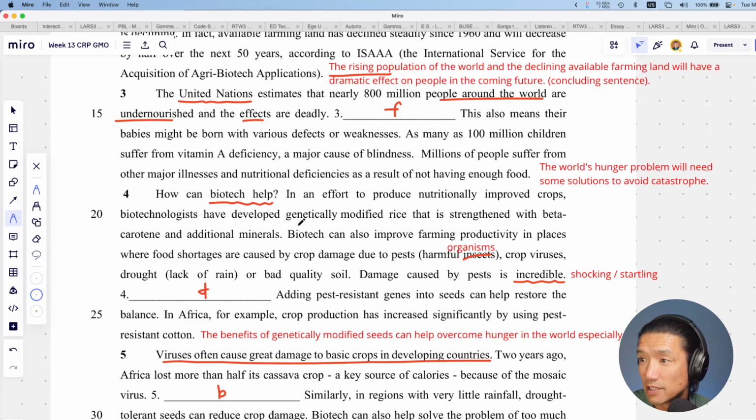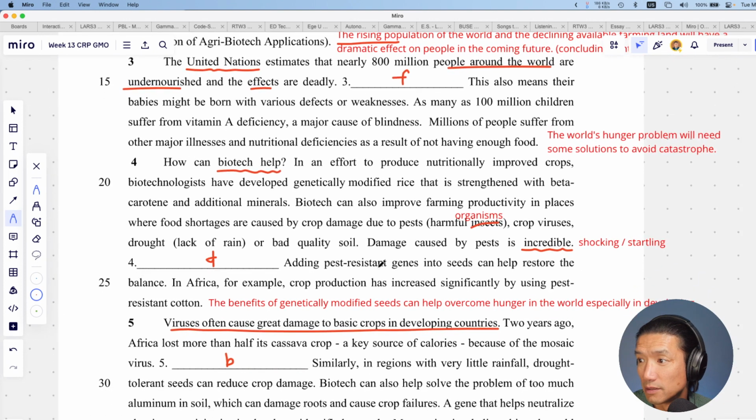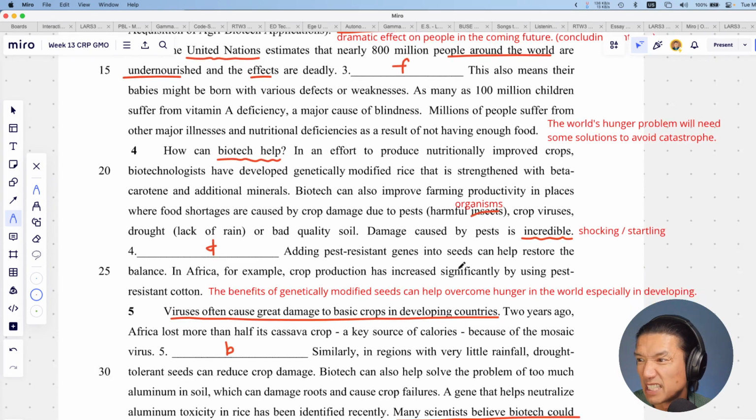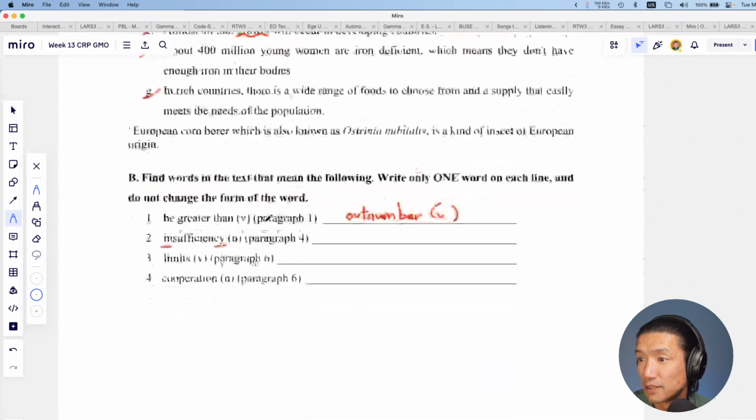"Biotechnologists have developed genetically modified rice that is strengthened with..." Looking for it now. "Can improve farming productivity in places where food shortages, not having enough, are caused by crop damage." Shortages. It's incredible. Can help restore, increase significantly. I'm going to say the word is shortages.